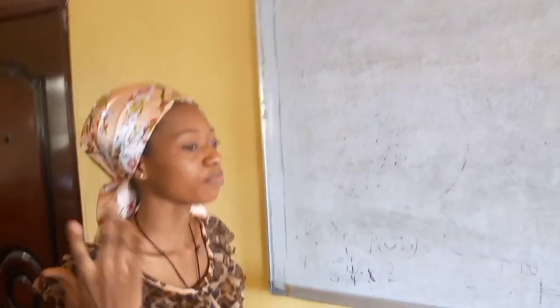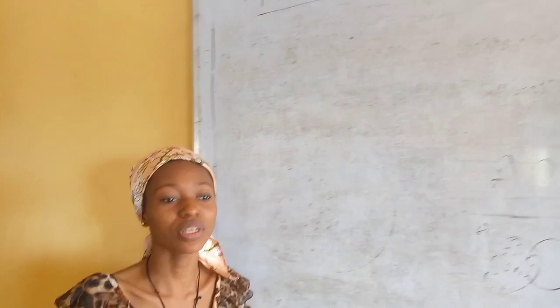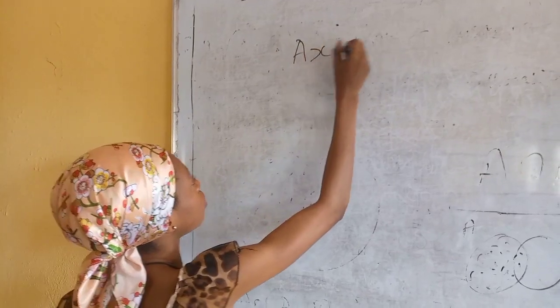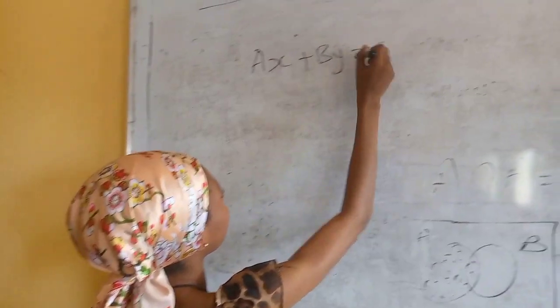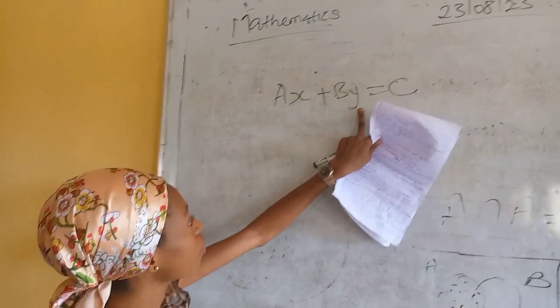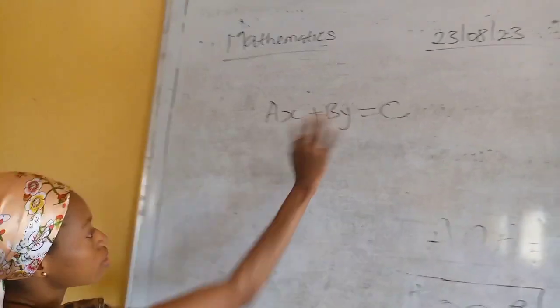We have learned linear equations, and we know that a linear equation is an equation of the form ax plus by equal to c, where x is a variable, y is a variable, and these ones are constants.